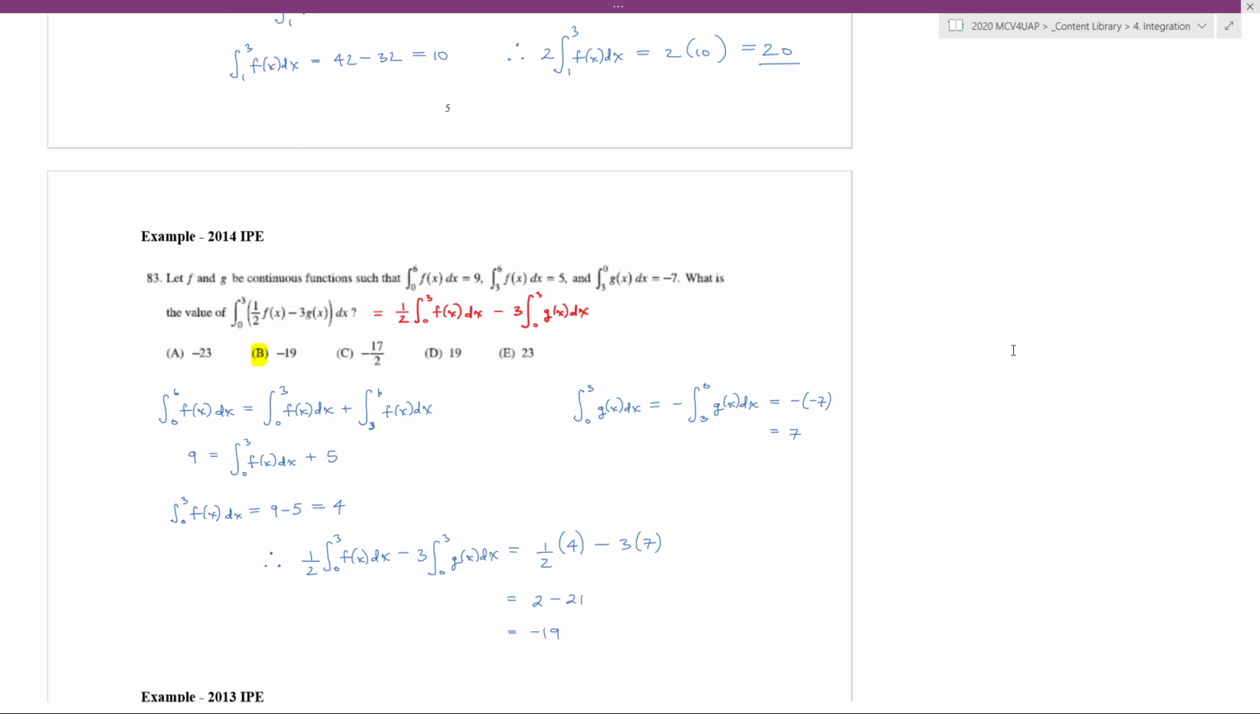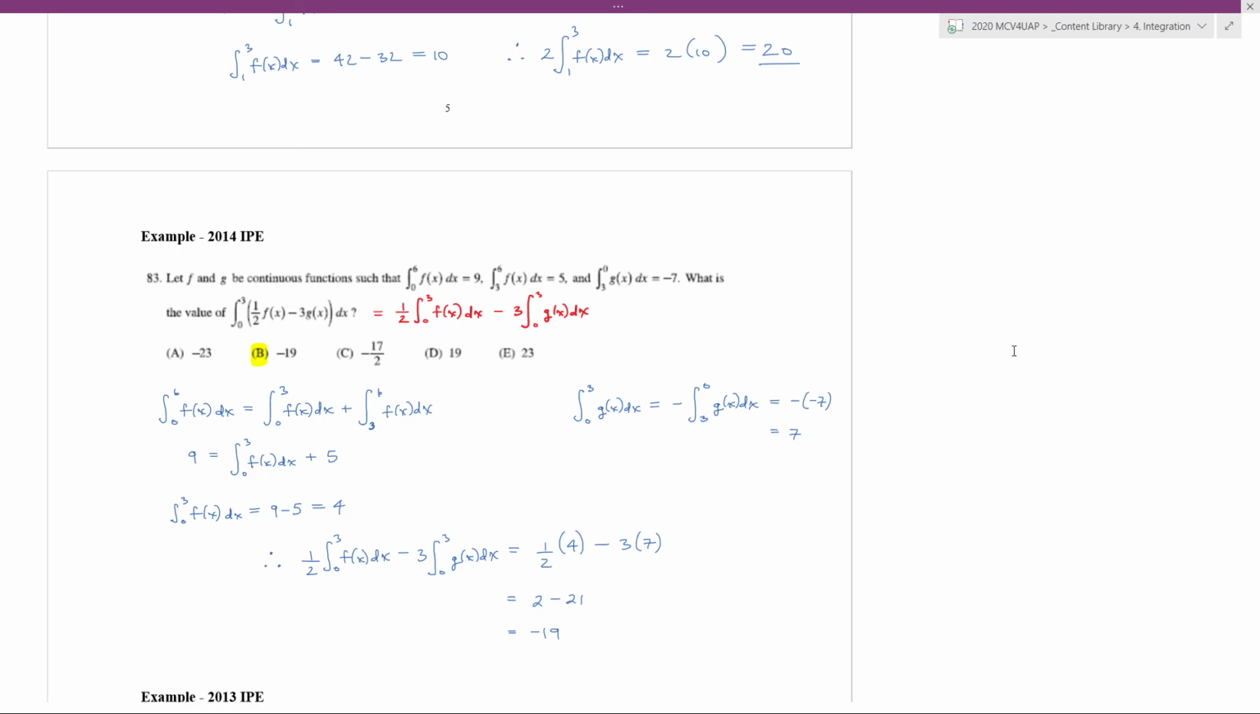Okay, then it says, find the value of the integral from 0 to 3 of 1/2 f of x minus 3 times g of x dx. So it looks like a complicated integral there. What I've done is I've broken it up into parts, and one of the integrals we end up with is f of x, and the other one is just g of x.